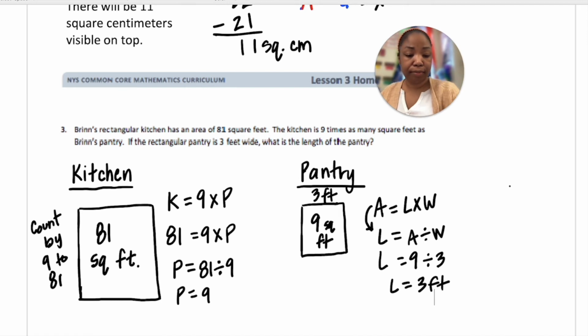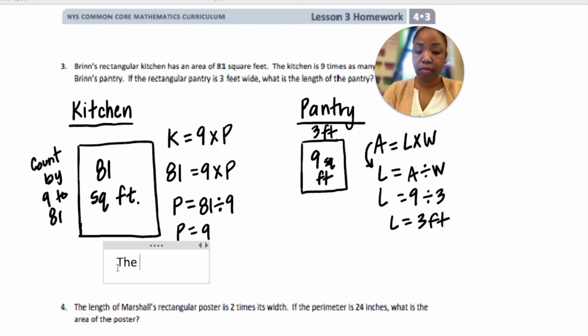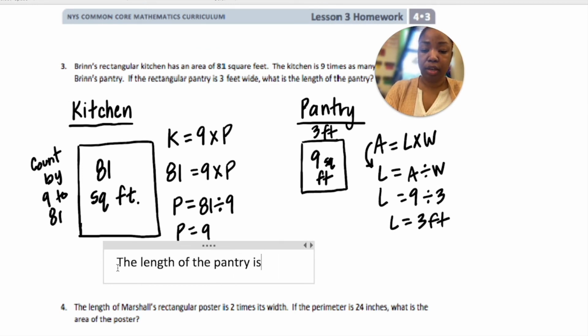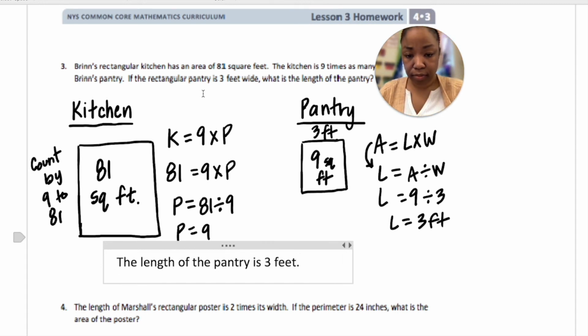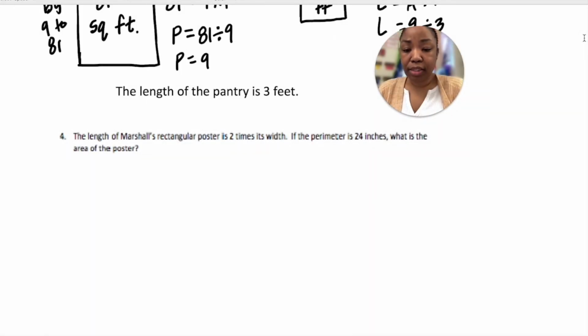Let's write that. The length of the pantry is 3 feet. Let's move on to the final problem, number 4. The length of Marshall's rectangular poster is 2 times its width. If the perimeter is 24 inches, what is the area of the poster? Okay, so we have a rectangle.